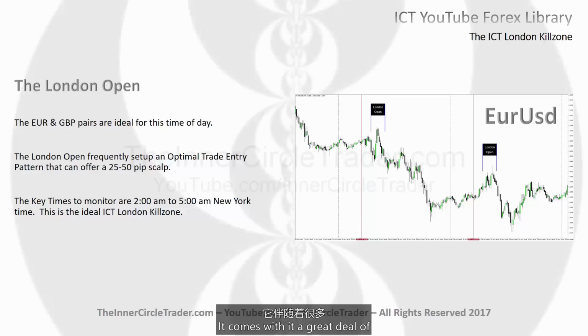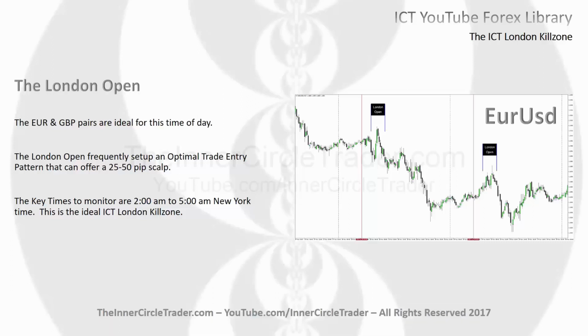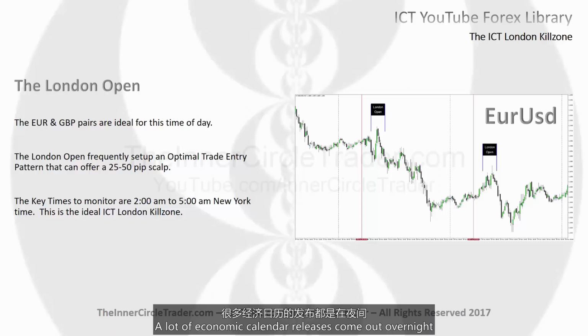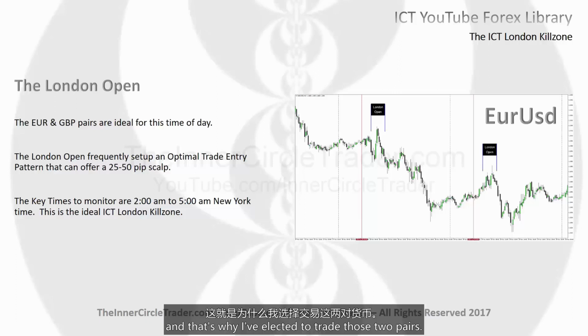It comes with a great deal of responsibility in terms of knowing what the higher time frames are doing. A lot of economic calendar releases come out overnight, and they can be very volatile. But the euro dollar and the British pound pairs are ideal for this time of day, and that's why I've elected to trade those two pairs.